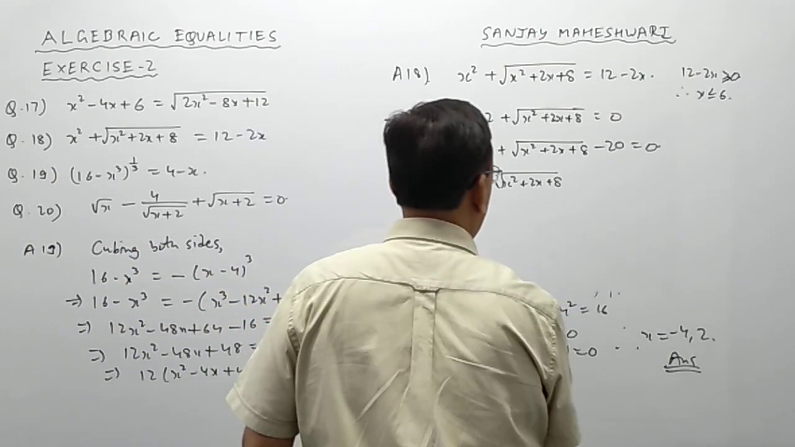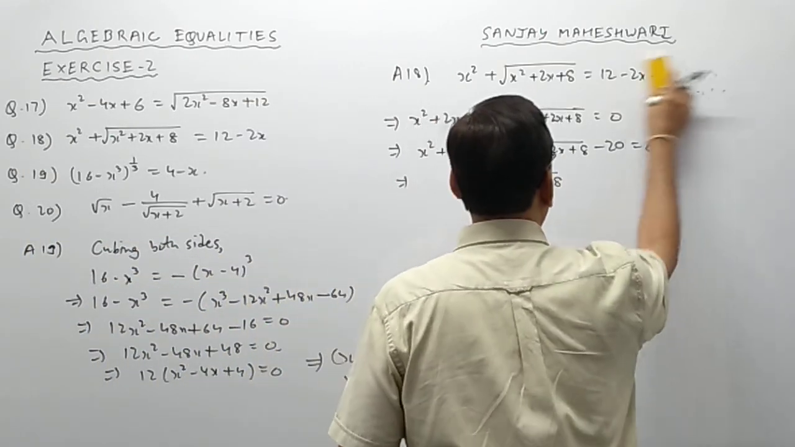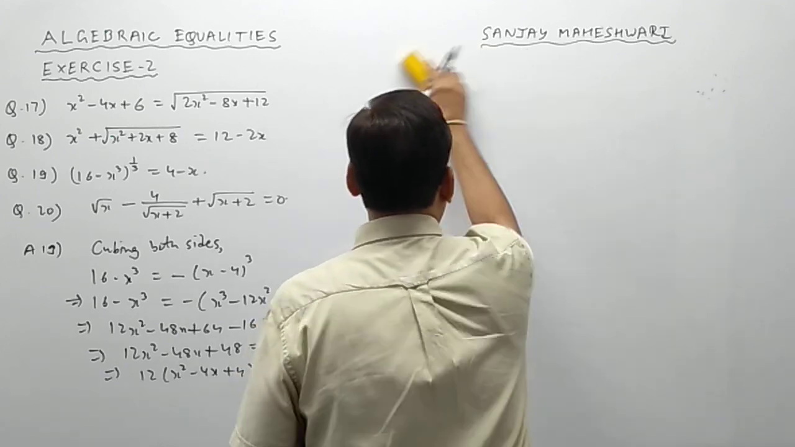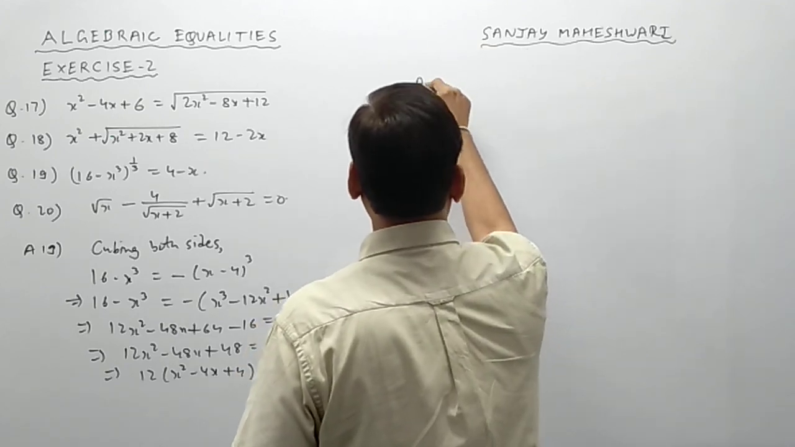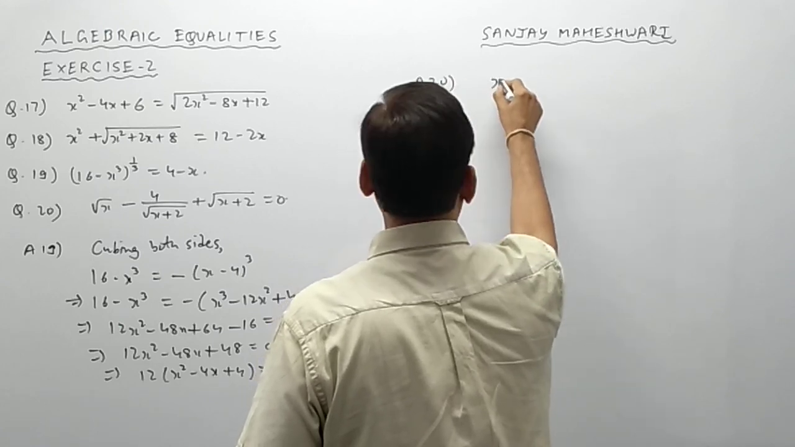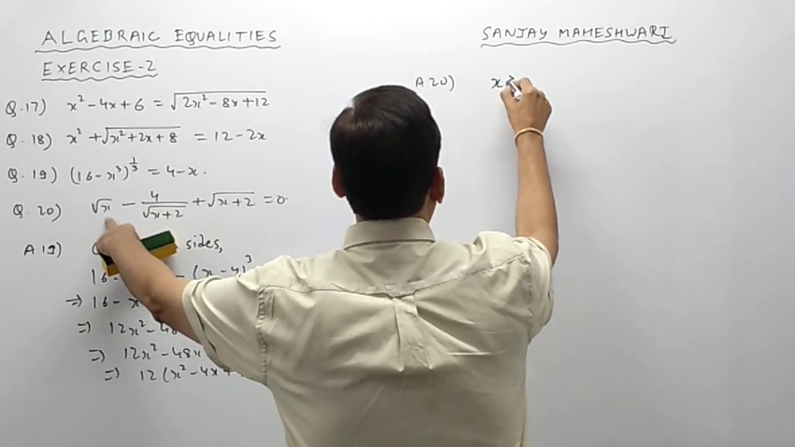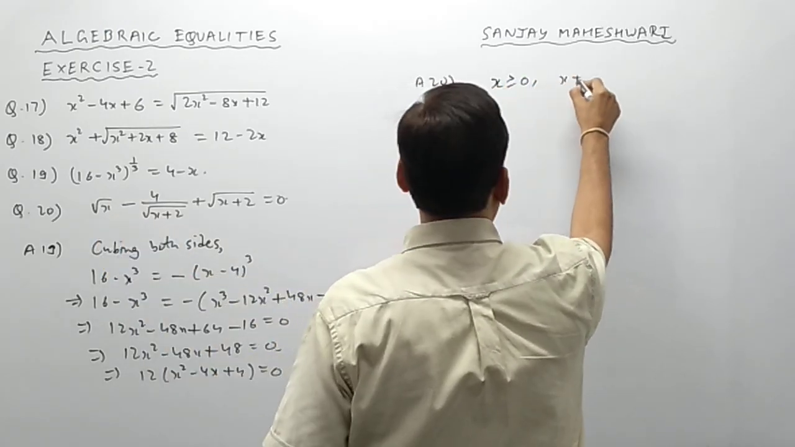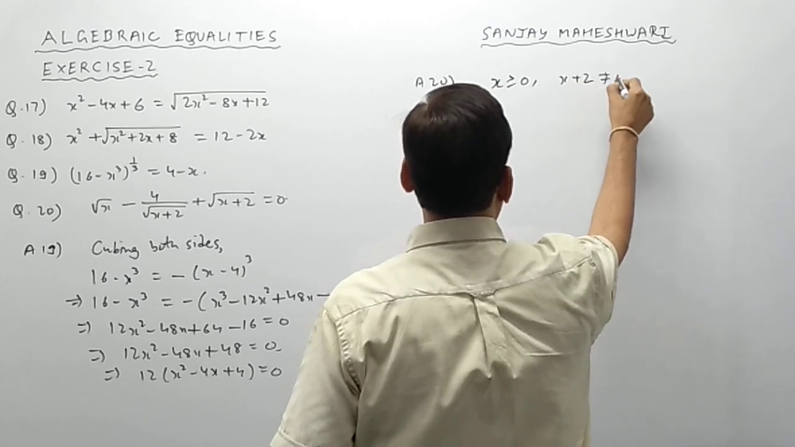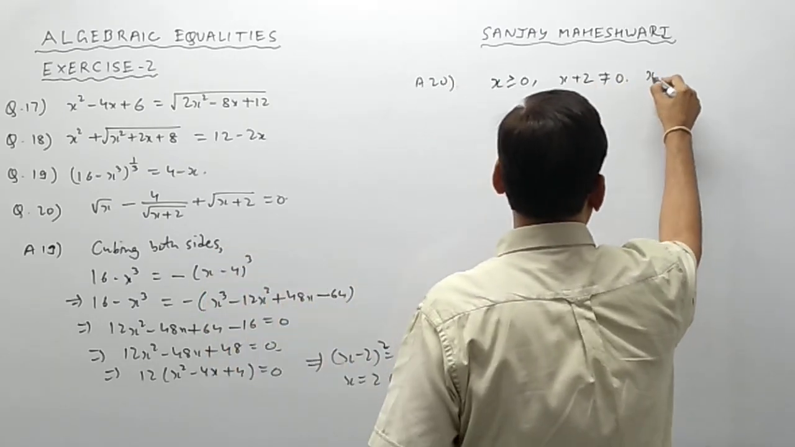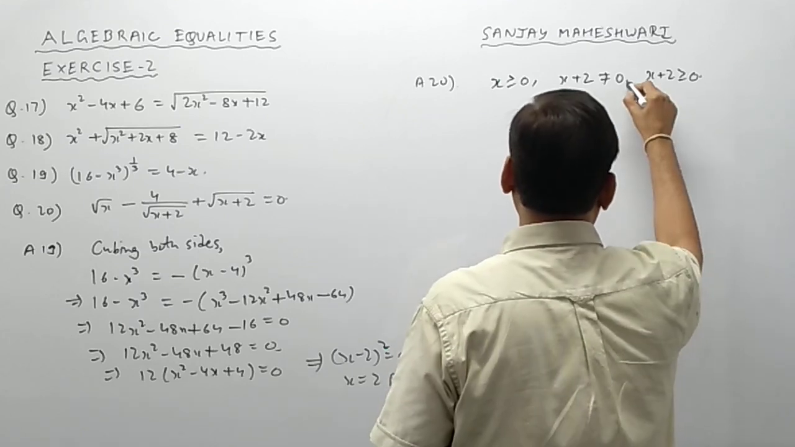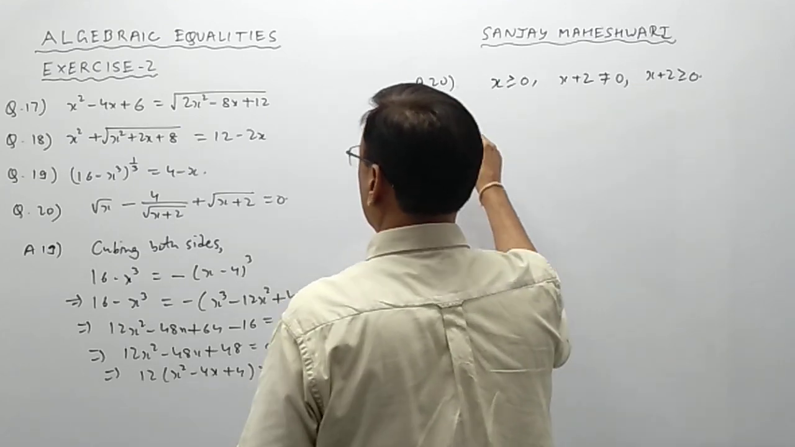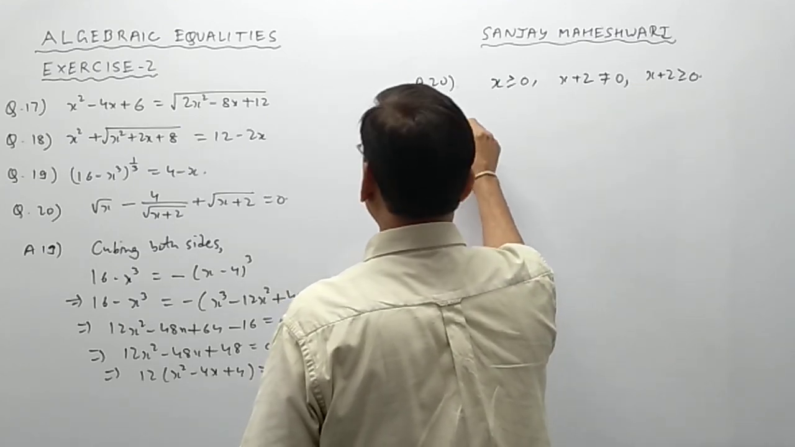Now in this question you need to be on alert mode. There are 2-3 conditions. Let us see what these conditions are. x should be greater than or equal to 0. x plus 2 should not be equal to 0. And x plus 2 should be greater than or equal to 0. There are 3 conditions that need to be checked. Okay. Now let us take the LCM.